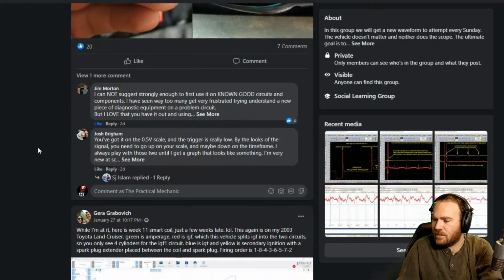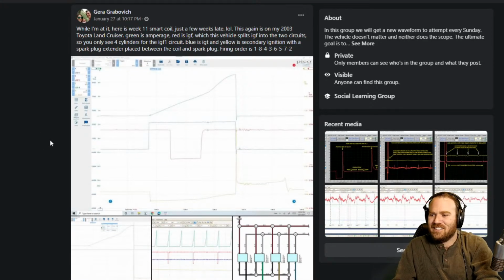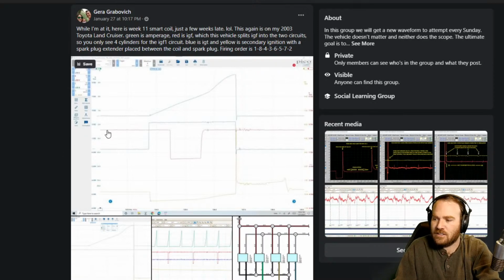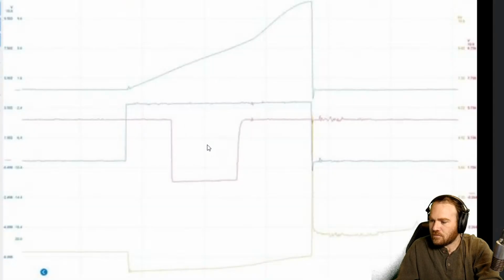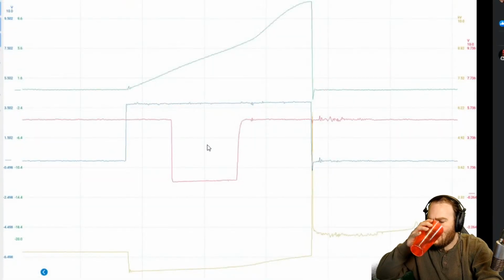I think that was a diesel injector with some uncertainty. Here is another one on that Land Cruiser, week 11, smart coil. So this is the typical Toyota ignition coil.